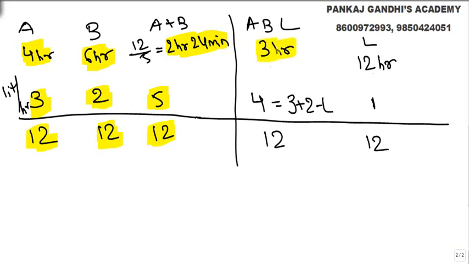That is 3 hours. A filling, B filling, leakage emptying. In 3 hours, 12. So per hour is 3 plus 2, 5, minus leakage, that is 4. A fills 3, B fills 2, minus leakage is 4. So leakage per hour is 1. To completely empty the tank, 12 liters, it will need 12 hours.